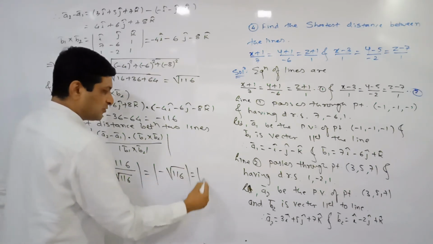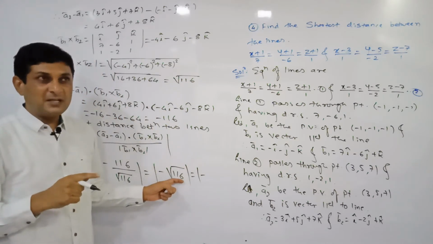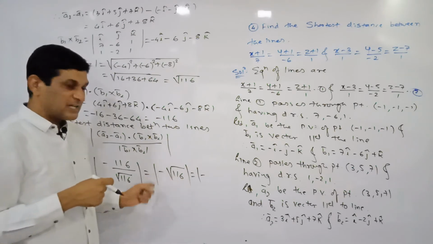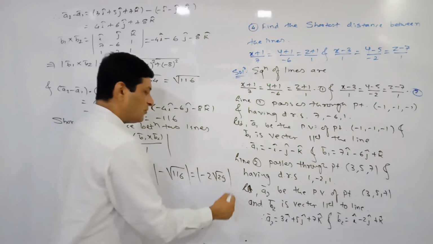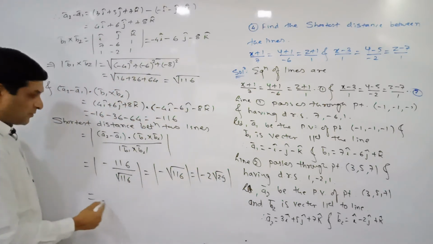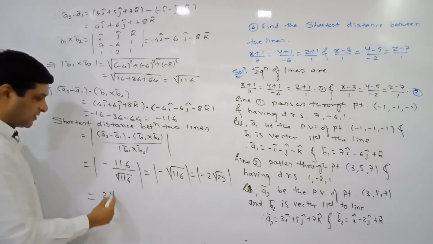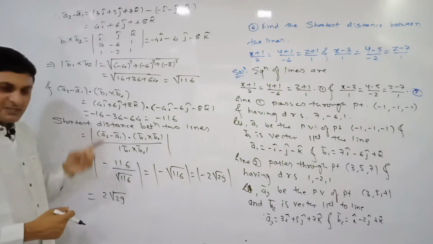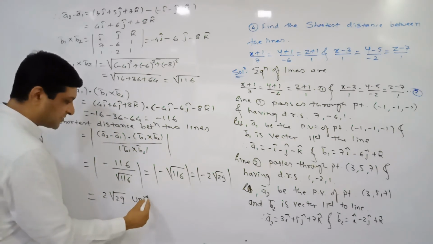So this is equal to minus, keep it as it is, I think 116 is a multiple of 4 into 29, and 4 outside the root will become 2. So here we'll get 2 root 29. Now we are finding the mod of this value. The mod of a negative number is positive, so the mod of this number will be 2 under root 29. In this way we have got the shortest distance between two lines, and that value is 2 under root 29 units.